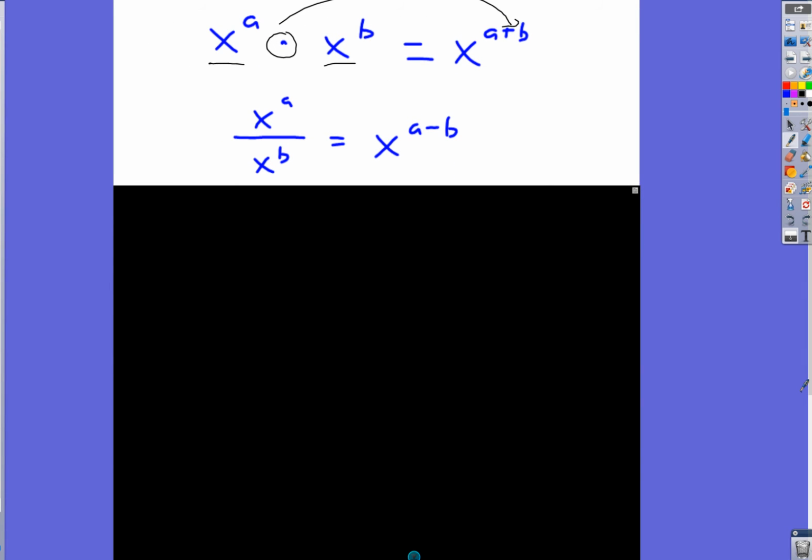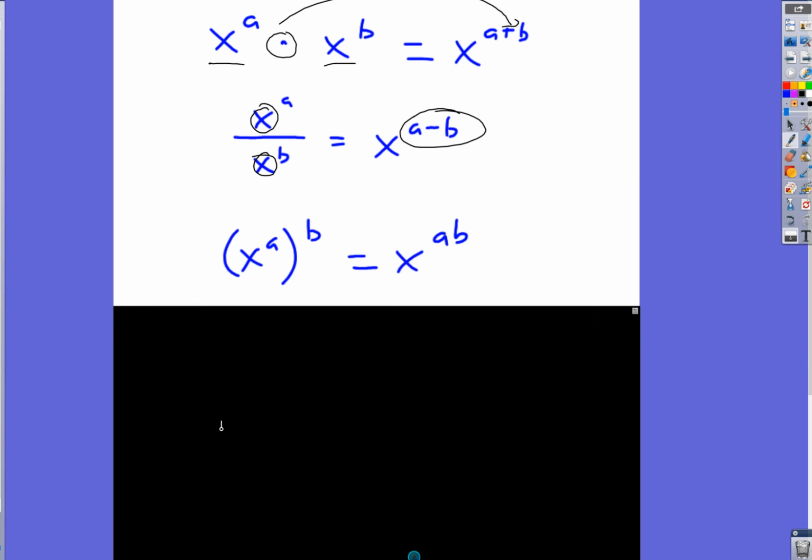If you are dividing the same bases, this we sprinkled in a little bit, not as much as the multiplying one, but I'm hoping you've seen it before. If you divide the same base, what do you have to do with the powers? Subtract. Subtract the powers. You had one or two like that on the assignment that was due. This should be reviewed.